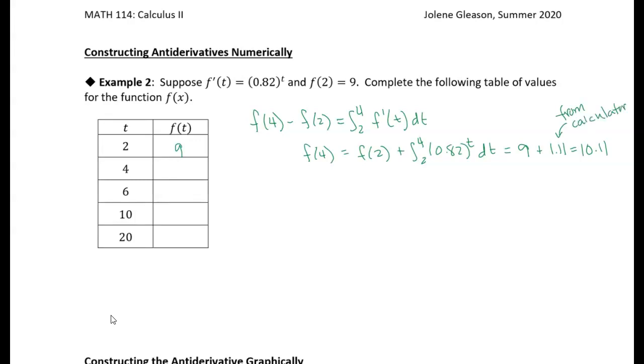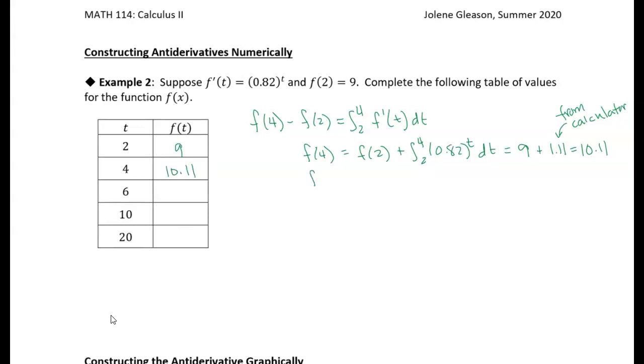I'm using numerical methods to do it, but it's programmed into my calculator, which is the way numerical methods really should be done because they're kind of a pain. They should be done by computers anyway. So anyway, the value at 4 then is 10.11. Okay, and then I can just keep going.